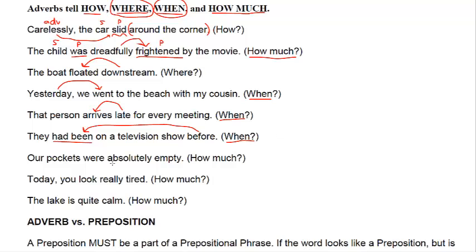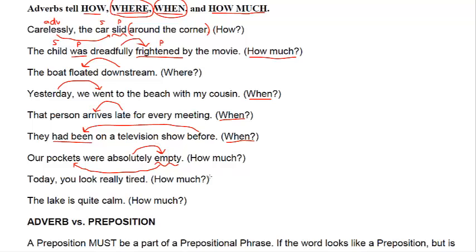Our pockets were absolutely empty. How much were they empty? They were absolutely empty. Absolutely is an adverb modifying the adjective empty. It describes how empty the pockets were. But in this instance, it's modifying an adjective. Empty is an adjective modifying pockets. So here we have an adverb modifying the adjective empty.